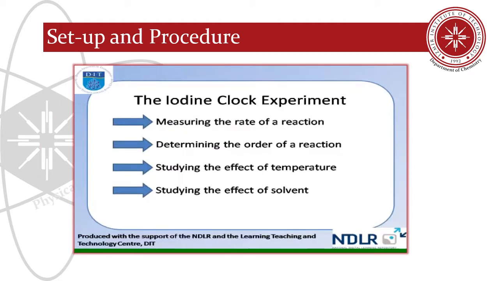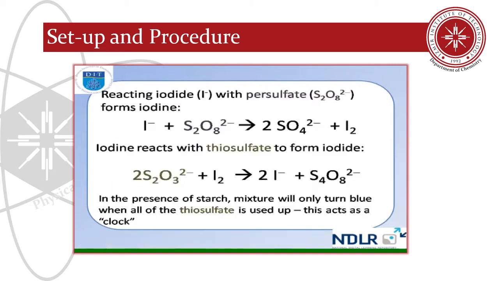Well, welcome to the iodine clock experiment, and in this experiment we're going to look at a way to measure the rate of a chemical reaction. We're going to examine how changing concentration can allow us to determine the order of reactants in a chemical reaction for the rate law. We're going to study the effect of temperature on the rate of reaction, and study the effect of solvent polarity on the rate of reaction.